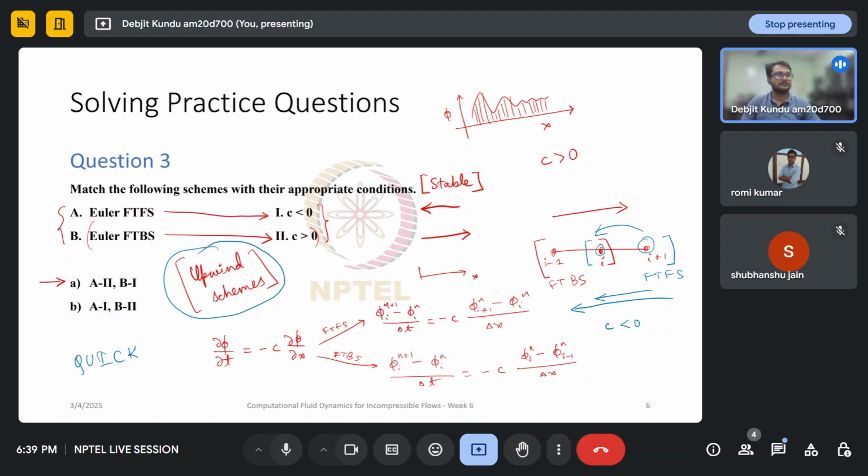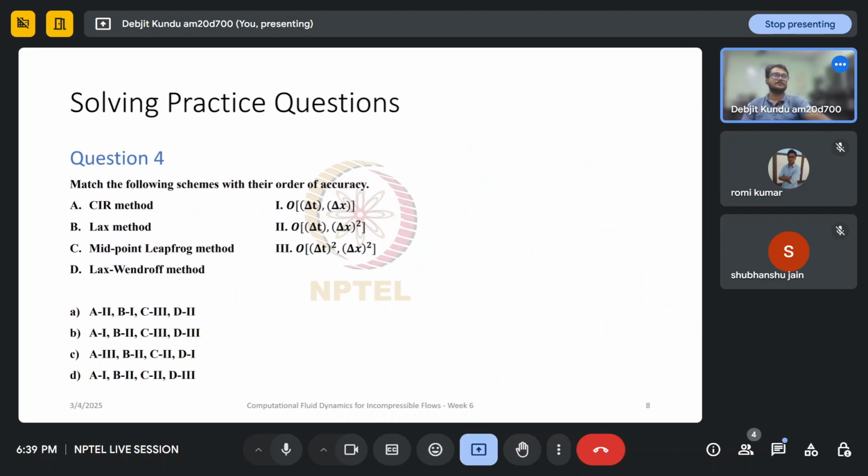All right. So moving on, we'll move on to question number 4 now, which is asking us what is the order of accuracy of each of these schemes. So we have the CIR method, Lax method, midpoint leapfrog method, and Lax-Wendroff method. And it turns out we have only three options on the right hand side, so there could be repetitions as well. Like let's say, for example, if we take option A, we have repetition of two, basically order 1 delta t and order 2 delta x.